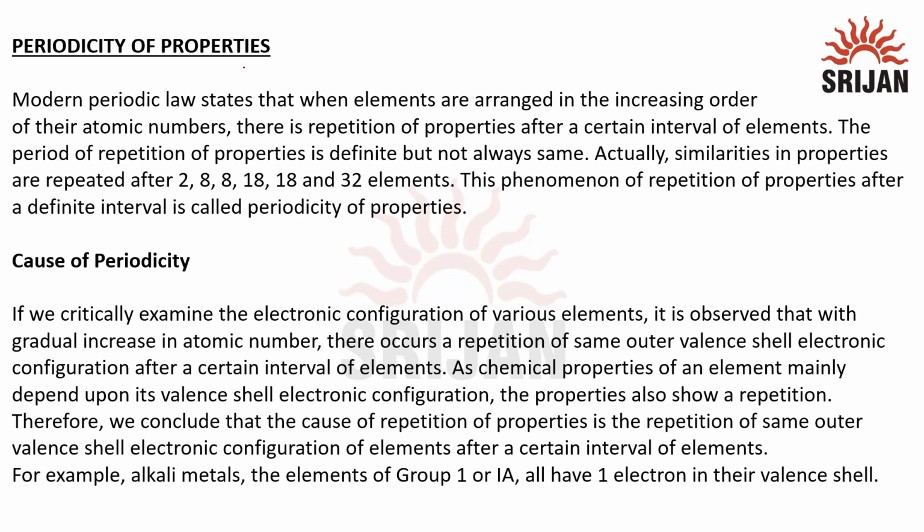In today's video, we will learn about the periodicity of the properties in the modern periodic table. So, the modern periodic law states that when elements are arranged in increasing order of their atomic number, as in our modern periodic table, arranged left to right according to their atomic number, there is a repetition of the properties after a certain interval of the element, and the period of repetition of the properties is definite but not always the same.